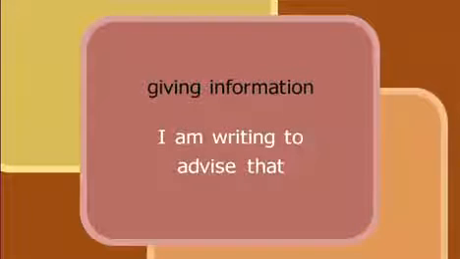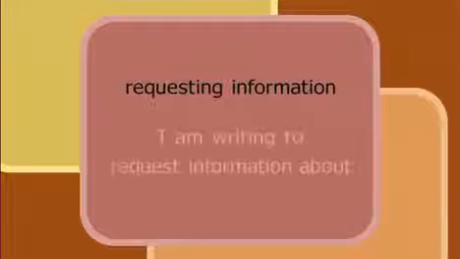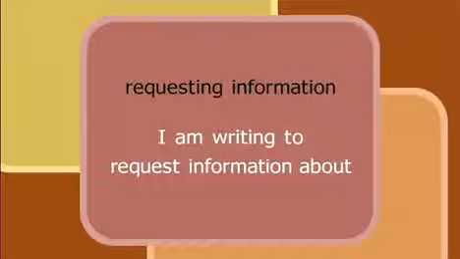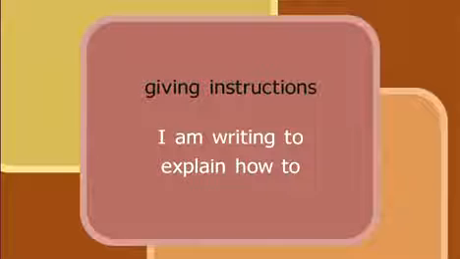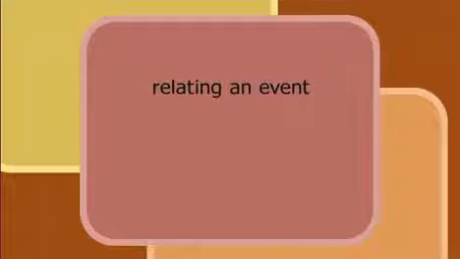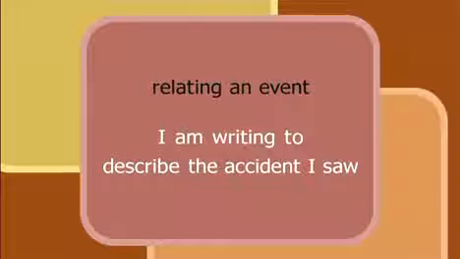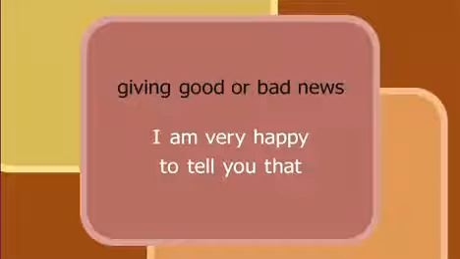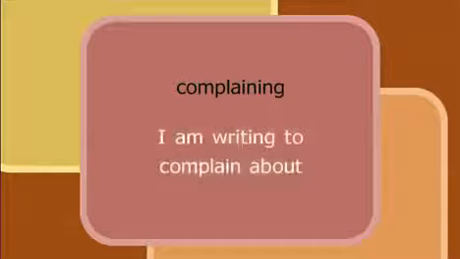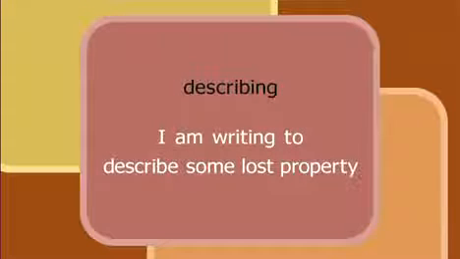Let's consider some examples. If your letter is for giving information, you might start with, I am writing to advise that. Or, for requesting information, I am writing to request information about. For giving instructions, I am writing to explain how to. Relating an event, I am writing to describe the accident I saw. Giving good or bad news, I am very happy to tell you that. Complaining, I am writing to complain about. Describing, I am writing to describe some lost property.